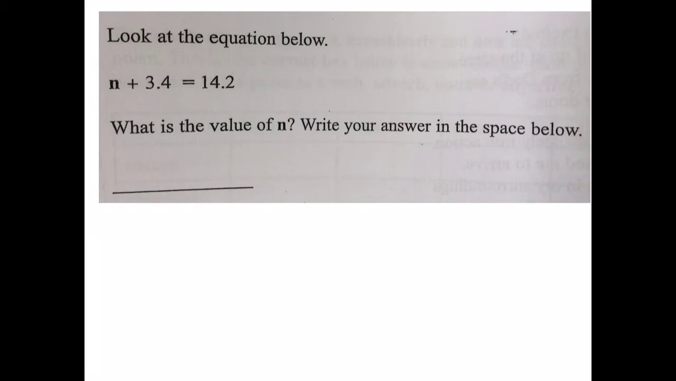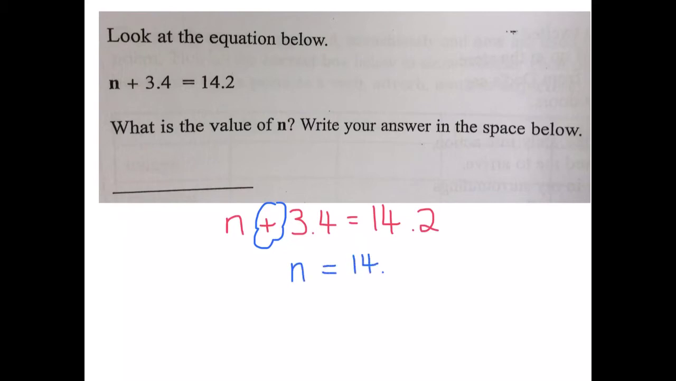Again, remember in our little rhyme, missing number at the beginning, do the inverse and you're winning. So we must carry out the inverse of adding. So our original sum, N plus 3.4 equals 14.2. We must carry out the inverse. So instead of adding, we're going to subtract. So we're going to have N equals 14.2 take away 3.4. And I can carry out my sum now.